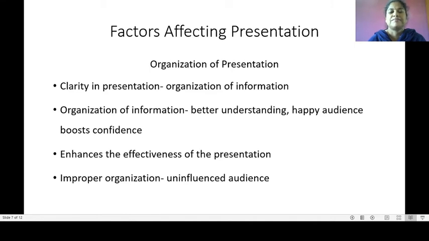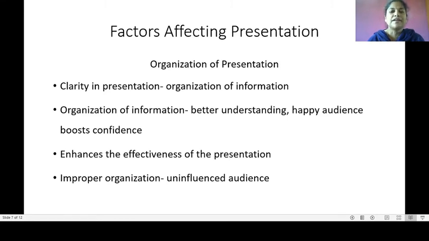Next factor that could affect the presentation is organization of the presentation. Yes, once after deciding the theme and the idea, after analyzing the audience, then collecting the material, it is time to organize the presentation: how we are going to portray, how we are going to present.